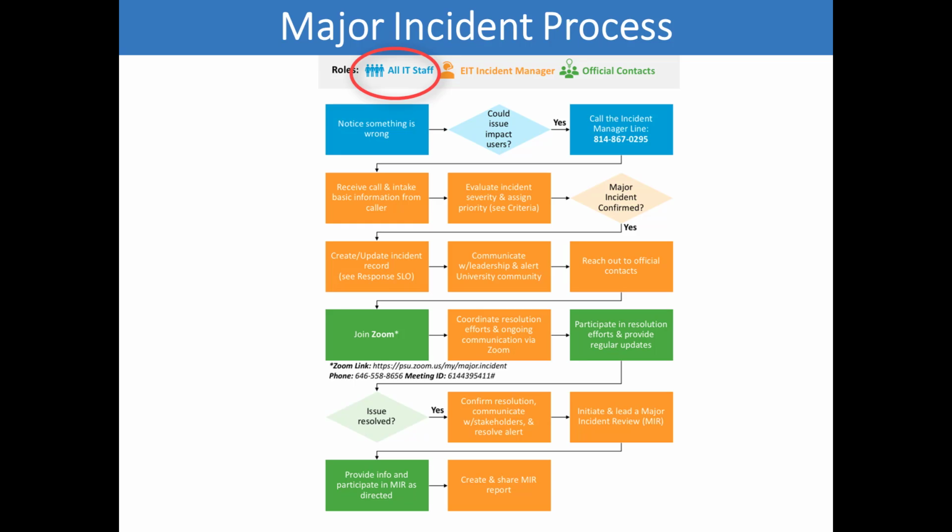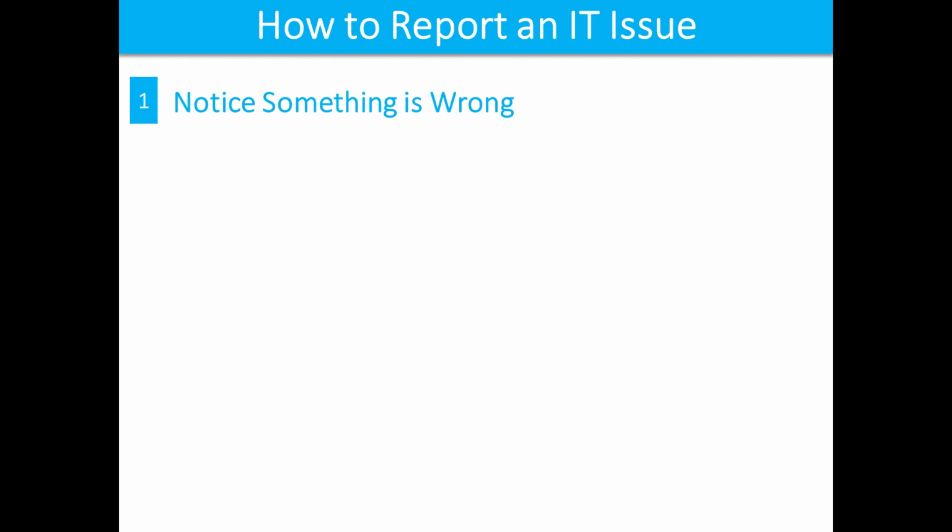in the workflow. The first step in the major incident process is noticing something is wrong with a university technology. For example, you might arrive to work in the morning and find that you are unable to log into web access. Alternatively, you might receive an alert that a server you manage has gone offline.